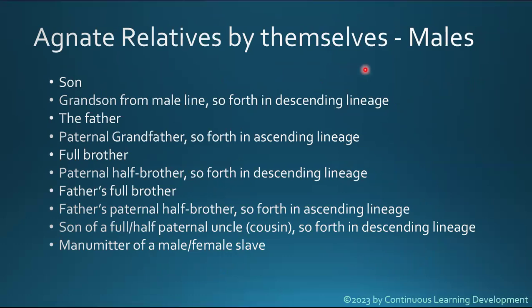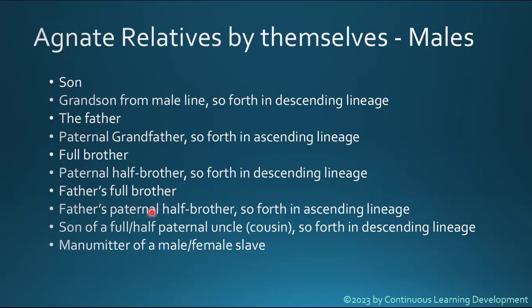Agnate relatives by themselves, male. We talked about their relatives from the male line, so they go in order. The son, grandson, and so forth in a descending lineage, then the father, paternal grandfather, and so forth in an ascending lineage, meaning those who come before, above, then the full brother, paternal half brother, and so forth. So if there's a full brother, he inherits before the half brother can inherit, if there's anything left over.